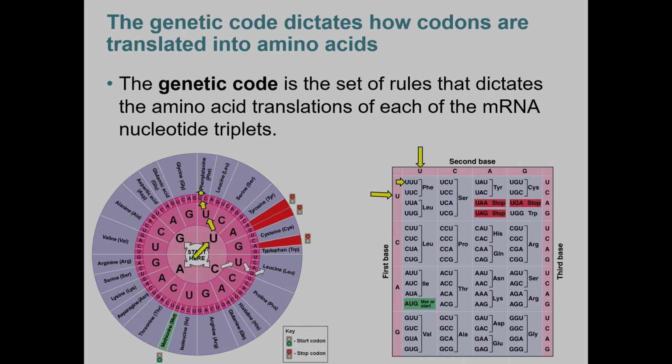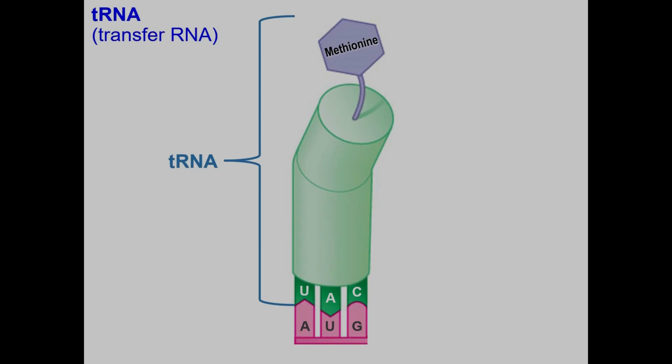It's a good idea to practice using a key like this, and there's a few different example problems that you can solve posted on Canvas. Now that we kind of understand how to look at the rules, let's talk about who does the decoding. So the translation process is done by tRNAs or transfer RNAs. These are RNAs that read the codon in the mRNA and help attach the appropriate amino acid.